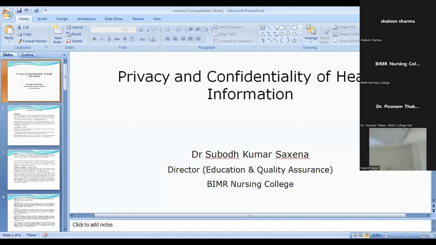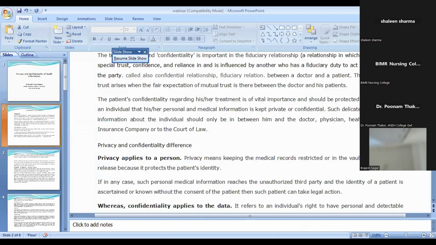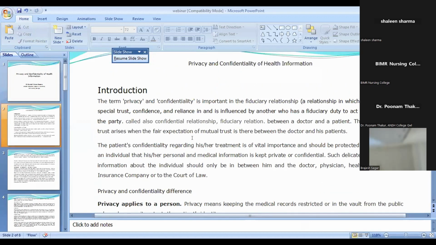Now, let us start. What is privacy and what is confidentiality? There are two terms, privacy and confidentiality. Privacy refers to the individual and confidentiality refers to the individual's data. For example, the terms privacy and confidentiality are important in the fiduciary relationship. What is a fiduciary relationship? A relationship in which one party places special trust, confidence, and reliance in, and is influenced by, another. Here, the patient and doctors are the two important parts of this topic.